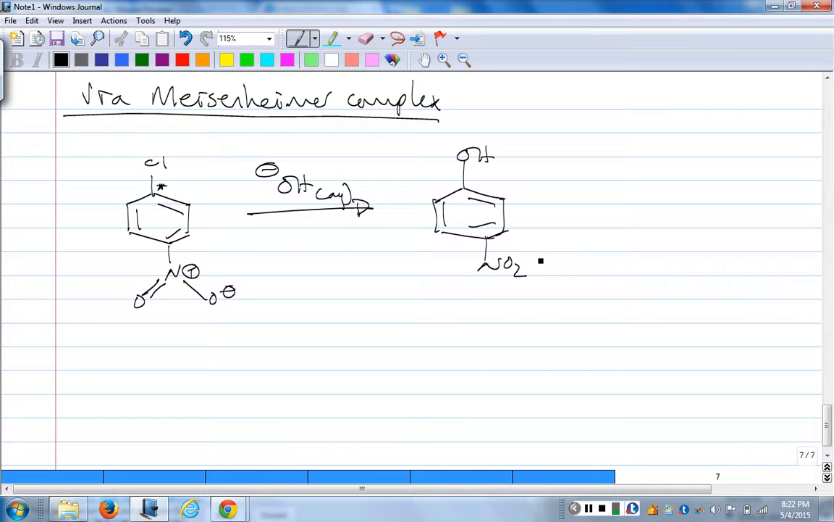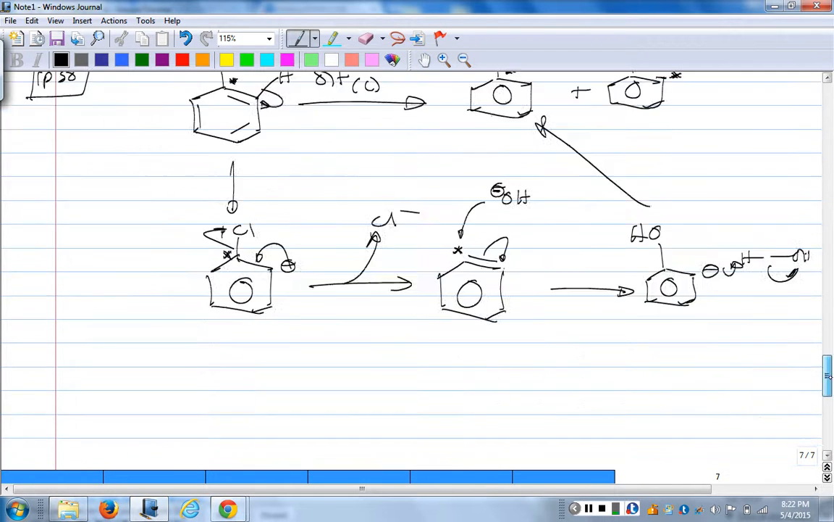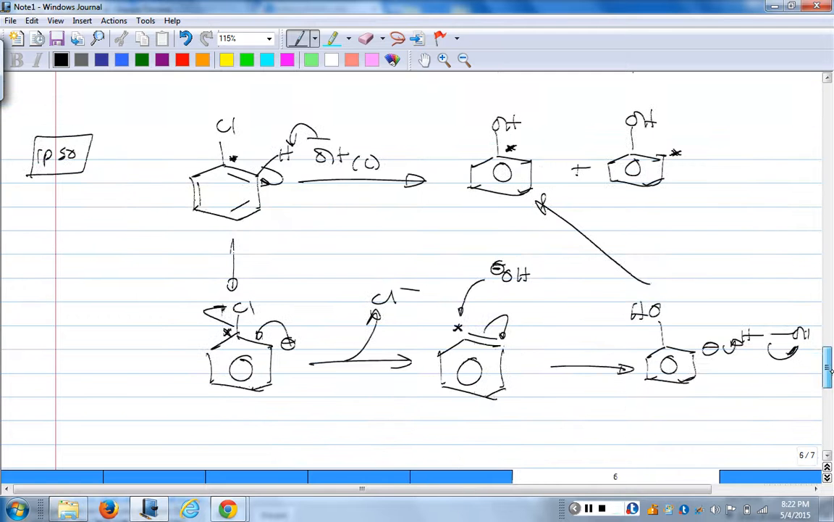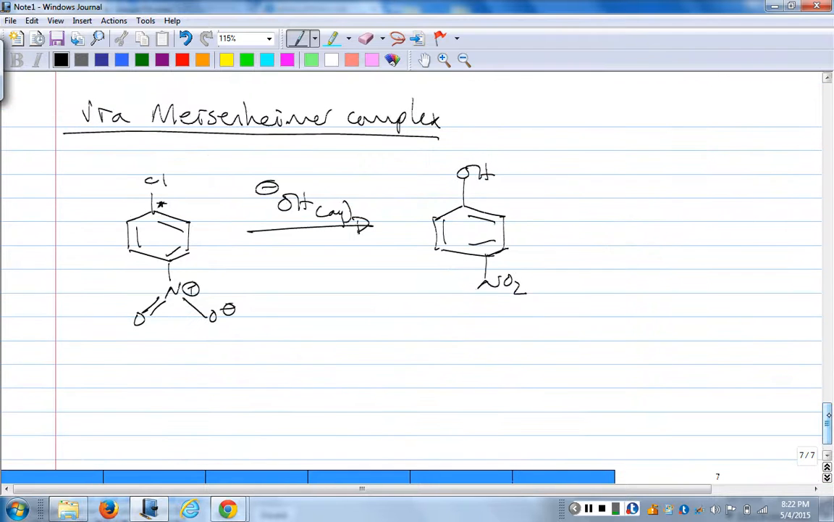So I don't get the companion product as I did with the benzyne. Clearly, because you see I got the group coming in at only one position, this mechanism is not via the benzyne. So the OH ends up at the ipso position. So how does this reaction occur?